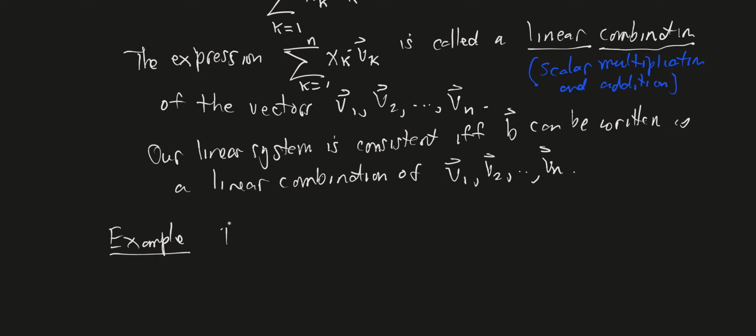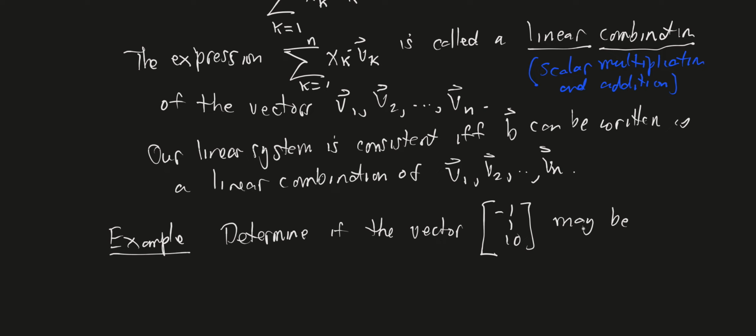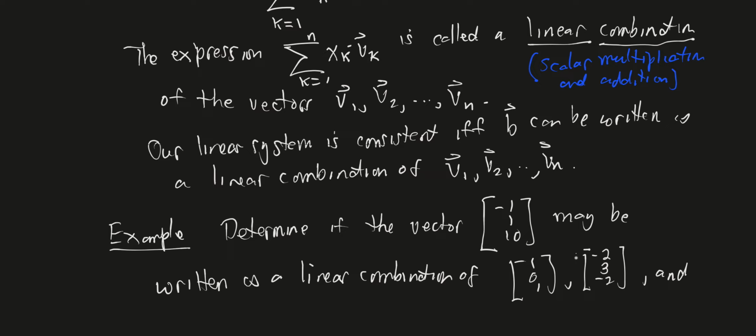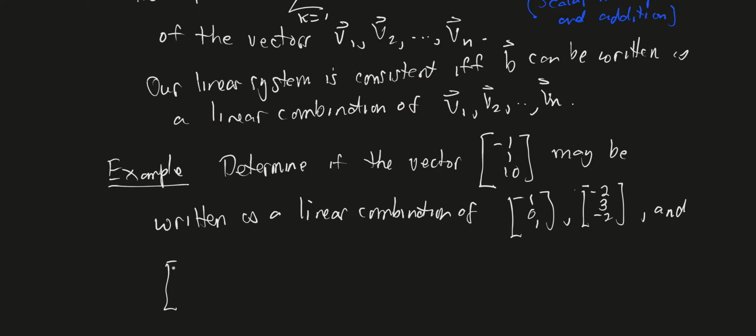And here is the question. So we are going to determine if the vector, let me write down this vector, so it's -1, 1, 10, may be written as a linear combination of these three vectors: 1, 0, 1; -2, 3, -2; and let me scroll down, -6, and let's make this a 7 and that a 5, right?